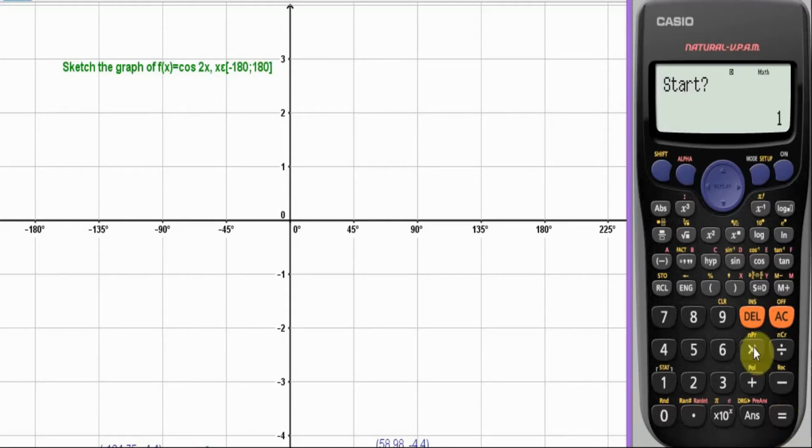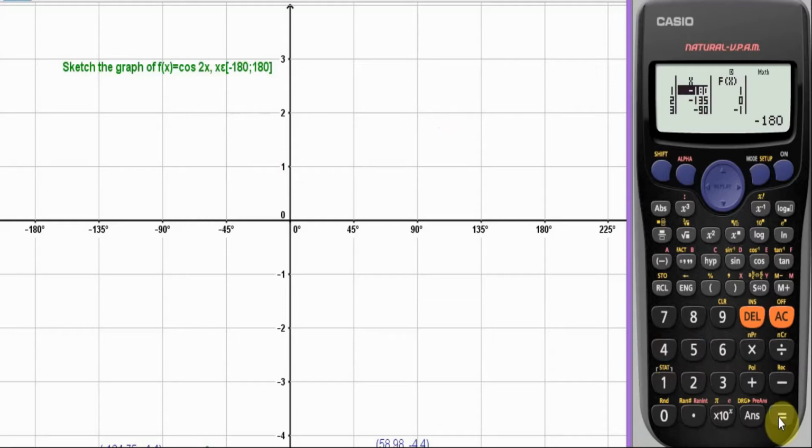Start. Here, look at the question. Start is minus 180. So you choose that. Minus 180. Press equal to, ending. Positive 180, equal to, step. The question is cos 2x. Okay, what do we do? It is not 90. 90 divided by 2 is 45. Step number is 45, equal to. You get the table.